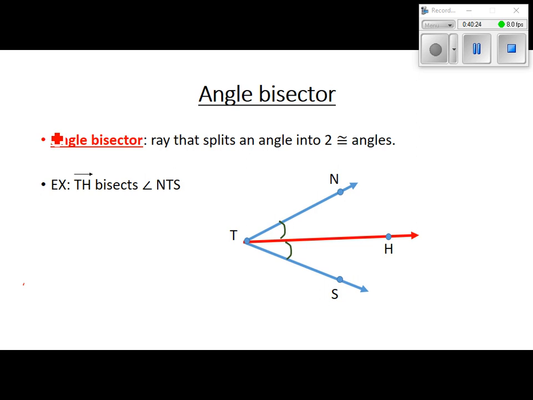Angle bisector. Go ahead and write this down. We already went over angle bisector a bunch. What is an angle bisector? It splits an angle into two congruent angles.